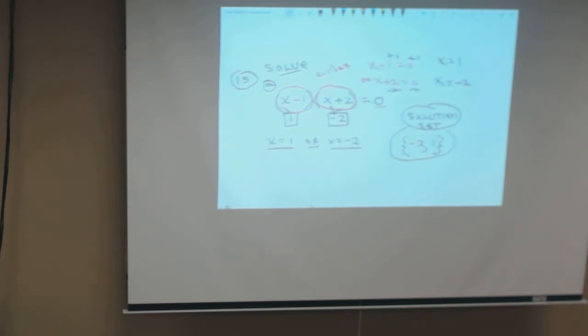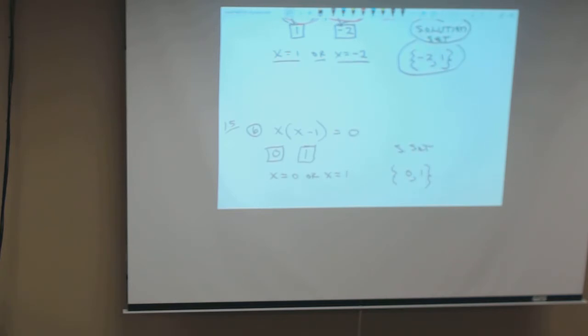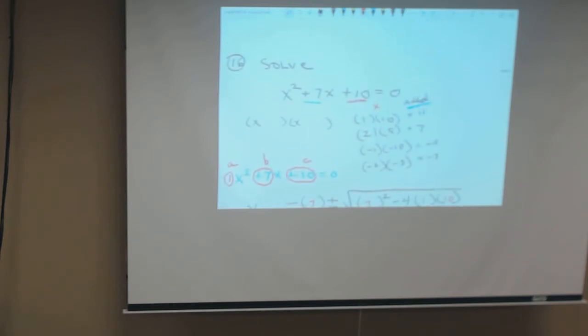Number 16. Oh, 15b. Now this time, see, this is x times x minus 1. So either x is 0 or x is 1. Because you've got two things you're multiplying. Number 16. Solve.